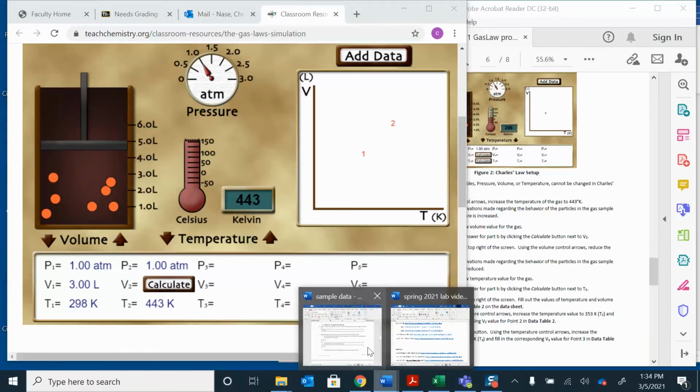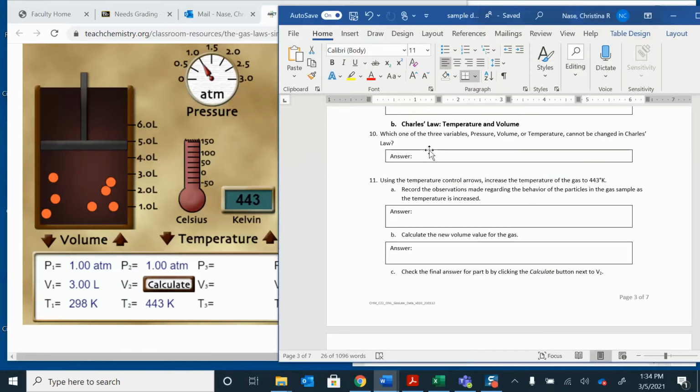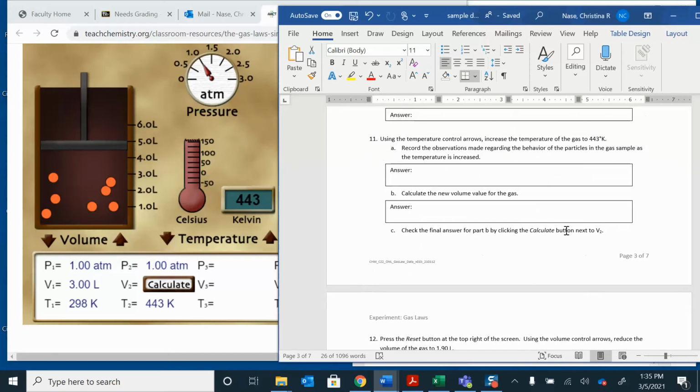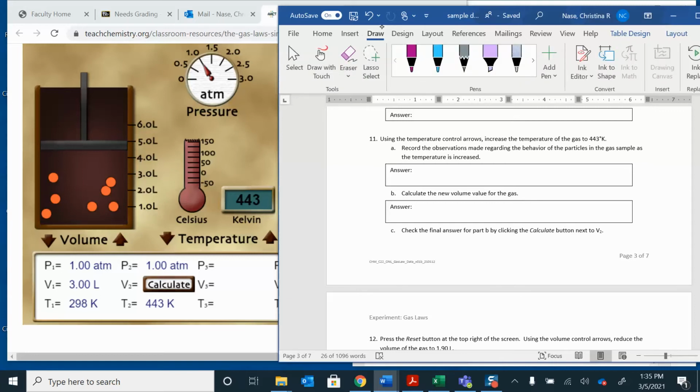Let me pull up my data sheet really quick. There we go. Right, so I kind of answered that for you already. Record your observations, what's happening, what happens to the behavior of the particles, and then how do I find that new volume? So what is Charles' law? What is the equation for Charles' law? I have V over T is V over T. Oh, doing it purple this time. I've got V over T equals V over T. So V1 over T1 equals V2 over T2.